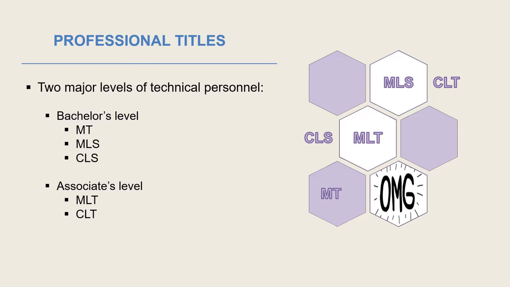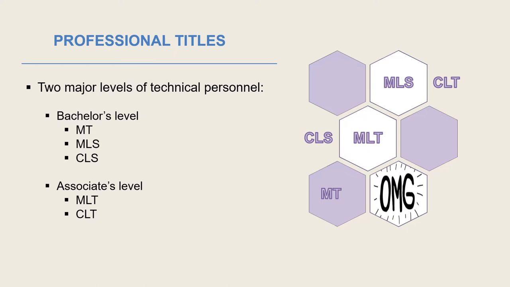All right, let's move on to another issue in the lab sciences field. And that is the various professional titles that are used. And I'm certain that most of you have encountered some of this craziness. So for the most part, we can categorize the general lab professionals working in the lab on the bench in two different categories. We've got the bachelor's level degree, and that generally includes titles like MT, MLS, and CLS. And the other category is the associate's degree level, which includes the MLT and CLT titles.